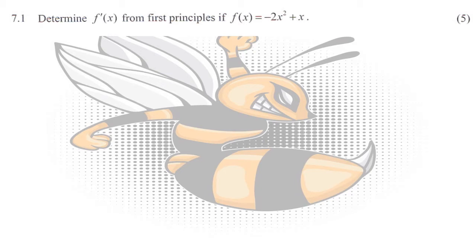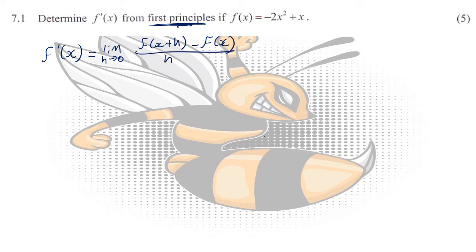Now, question 7.1 starts off and it asks you to determine the derivative of f from first principles if the function f of x is equal to minus 2x squared plus x. The fact that they say first principles here must immediately let this formula jump into your mind. So the first derivative is equal to the limit as h tends to 0 of f of x plus h minus f of x over h.